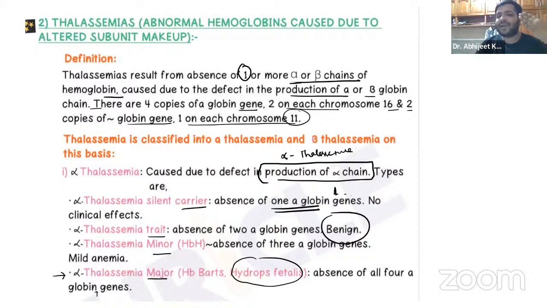Silent is where only one gene is absent, and there will be no clinical features. The trait has two alpha globin genes absent. The minor has three globin genes absent, and the fourth one, the major, has all four globin genes absent.